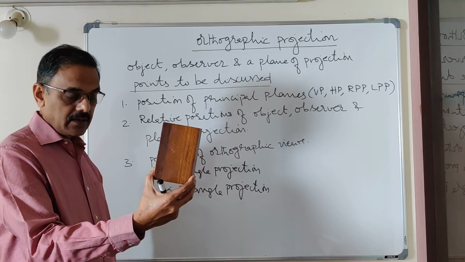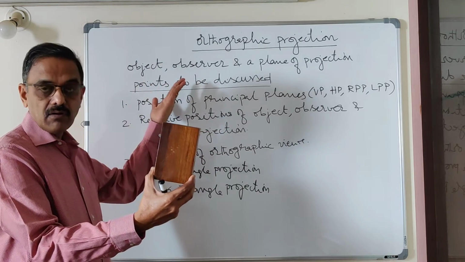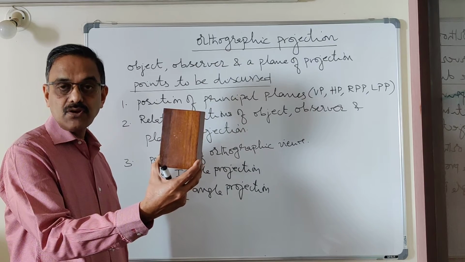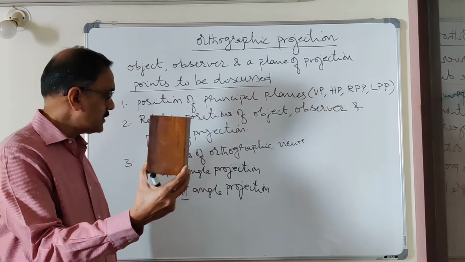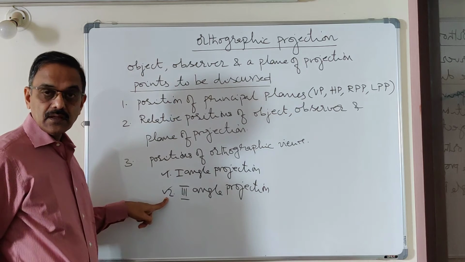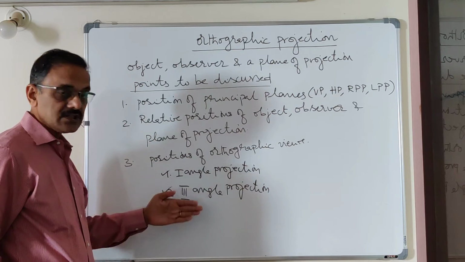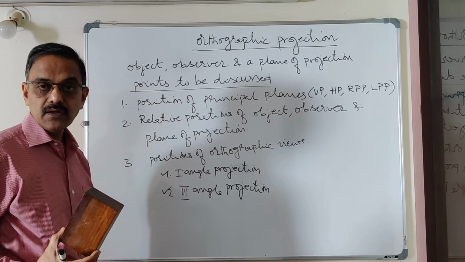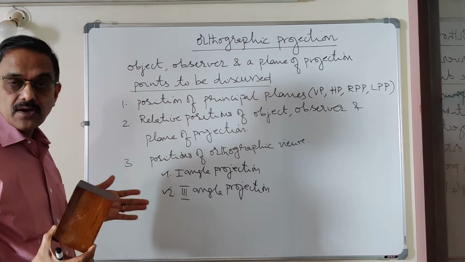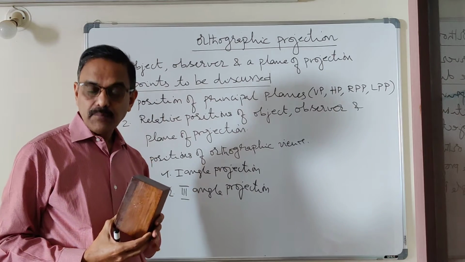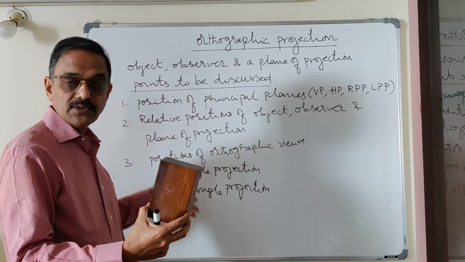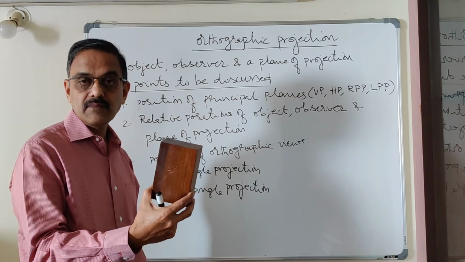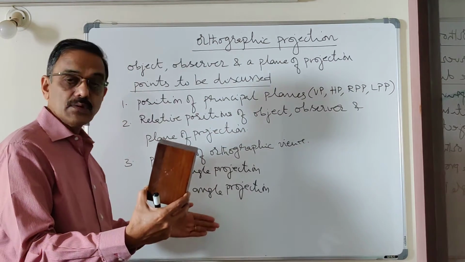Understood? But when the observer is beyond the wall, the observer will not be able to view the object. Is it not? That is the reason why in third angle projection, the planes are assumed to be transparent. This is a very important point. Why are the planes assumed to be transparent in third angle projection? Because the plane comes in between the observer and the object. That's the reason why the plane is assumed to be transparent.